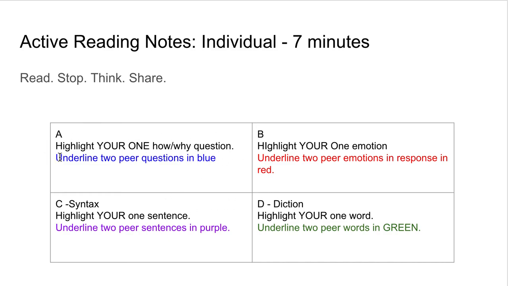In quadrant A, I need you to write 1 how or why question. Your peers will give you 2 how or why questions. If you are absent Tuesday and Wednesday, and you did not start, you will do all 4 quadrants on your own. So you will write 3 how or why questions with page numbers here. You will write 3 emotions you experienced in Chapter 4 here. You don't have to say why.